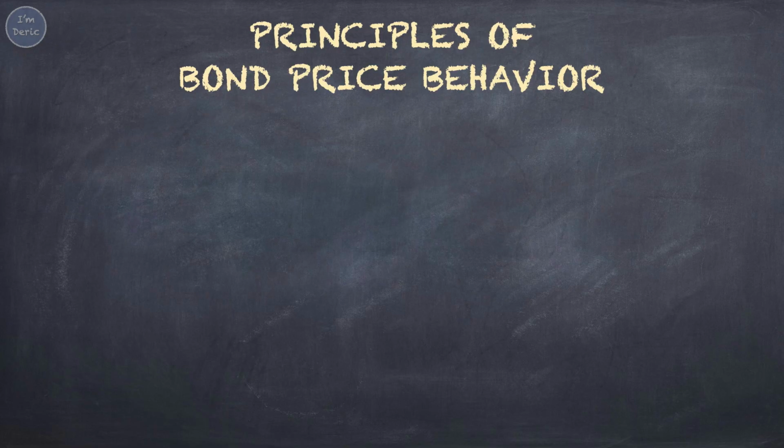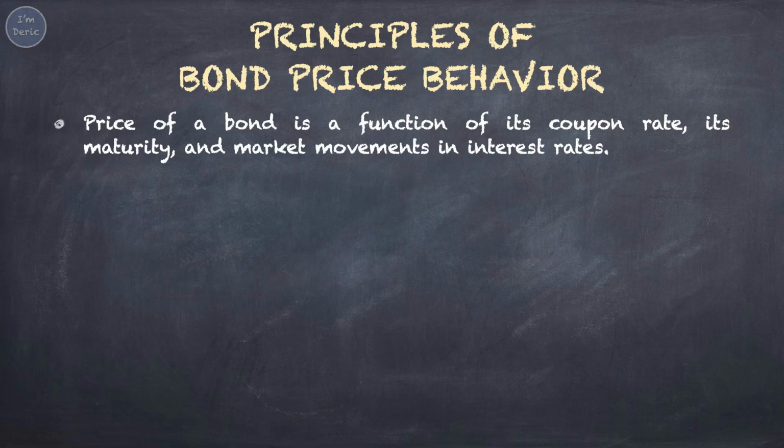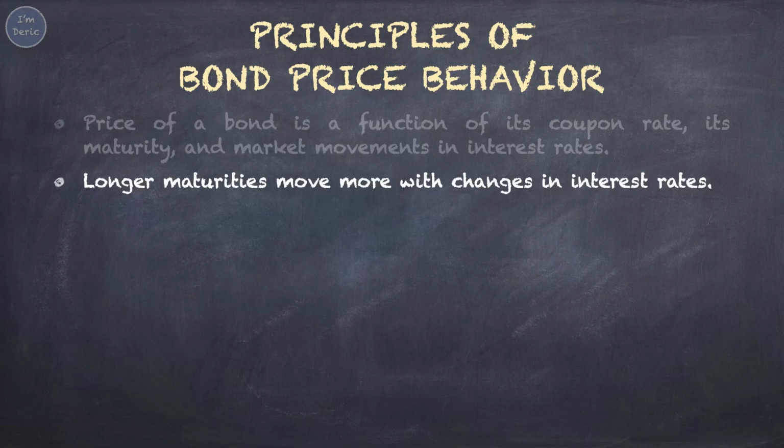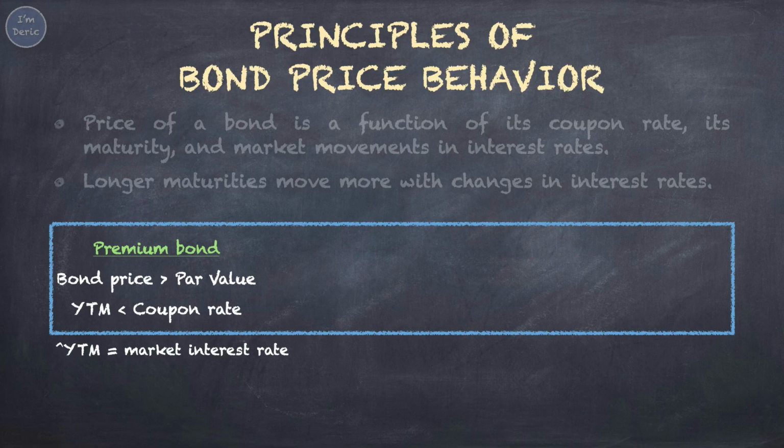Next, let's understand the principles of bond price behavior. Price of a bond is a function of its coupon rate, its maturity, and market movements in interest rates. Longer maturities move more with changes in interest rates. If the bond price is above par value, or YTM is below bond's coupon rate, this is what we call a premium bond. Here, YTM is the market interest rate.